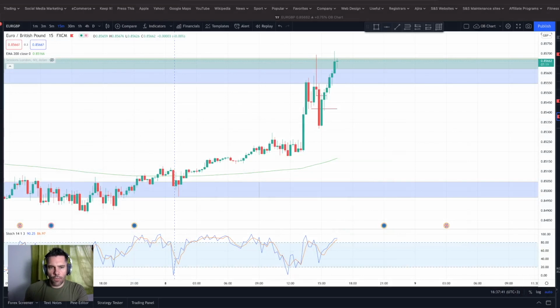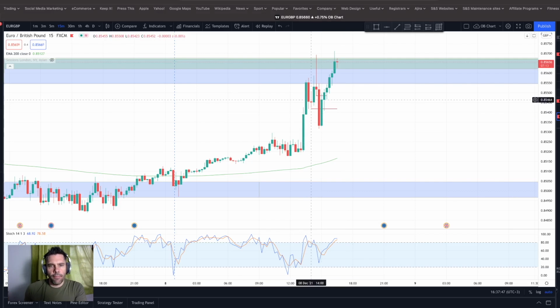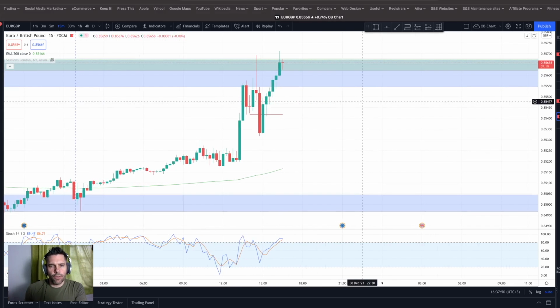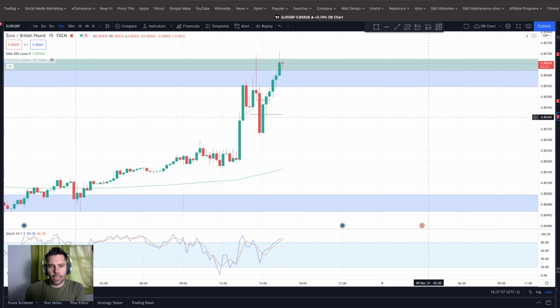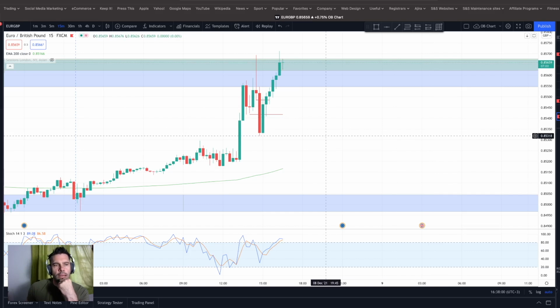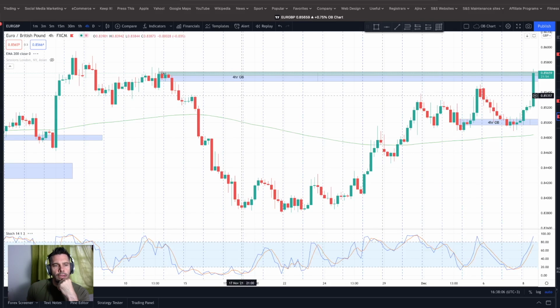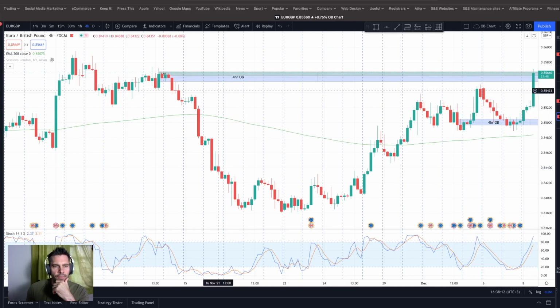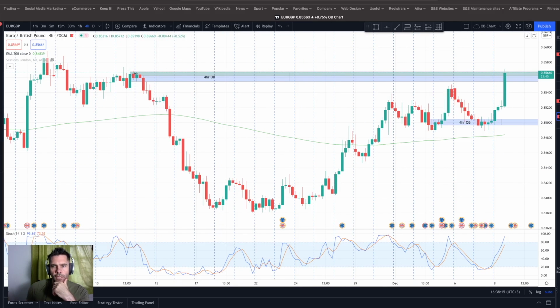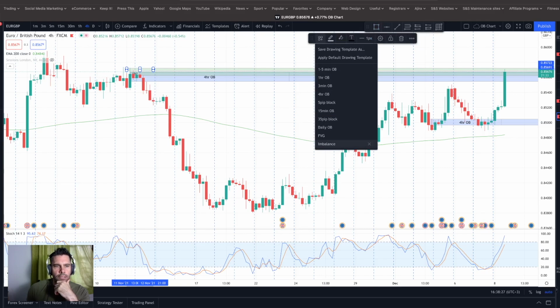So Euro GBP, was that one of them? Yeah, Euro GBP. This one I marked up, and to be honest, it was a strange one in that it looked nice and interesting, but it was so far back, this 4-hour OB, that I couldn't get a clear enough area of interest. Based on the 4-hour, there is this area between the top of the wick to the top of that wick, which I would have considered an area of imbalance.